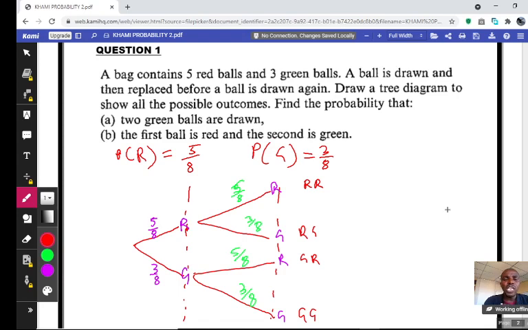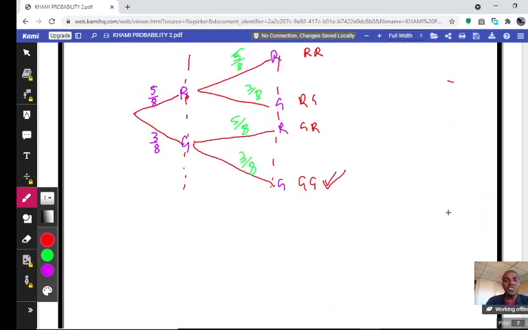Right, so the question is saying, find the probability that 2 green balls are drawn. This just means a green followed by a green. It's more like this part. So it's the probability of a green followed by a green. How can you calculate the probability of a green followed by a green?